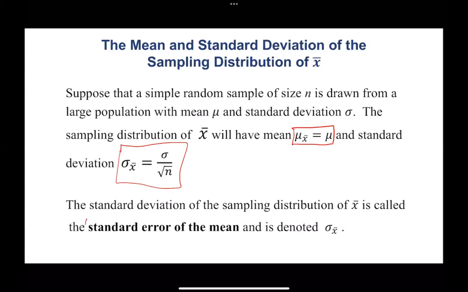You will see it called standard error. Standard error is one of the terms that we use. So this right here is standard error. They will call it standard error and they will call it standard deviation. You will see it both ways.